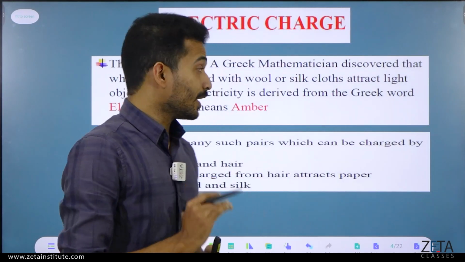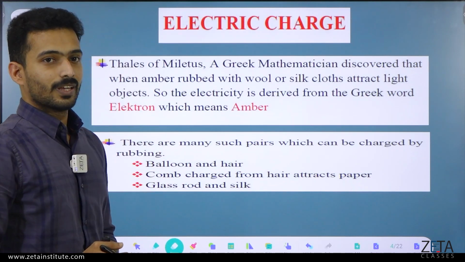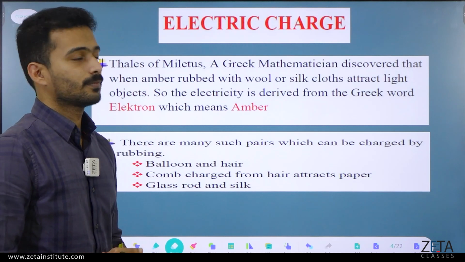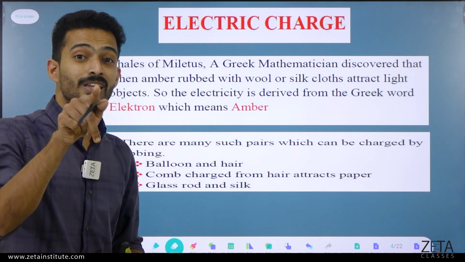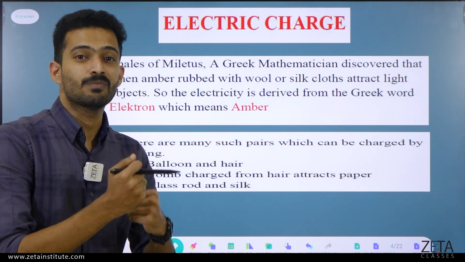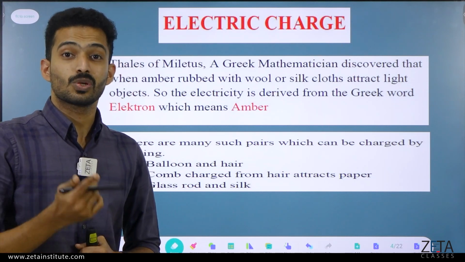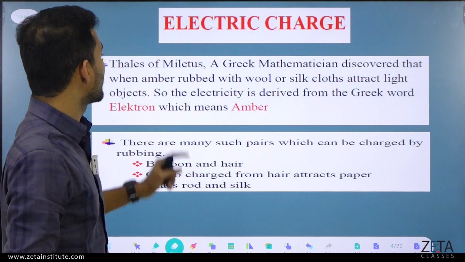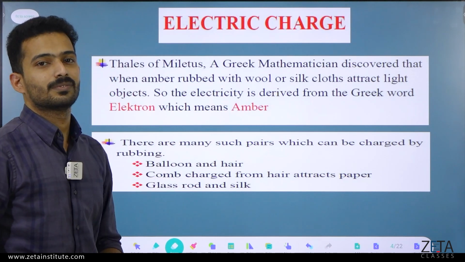The word electricity is derived from the Greek word electron, which means amber. Why is it called so? When amber is rubbed with silk, it attracts light objects. So the word electricity is derived from the Greek word electron, which means amber.